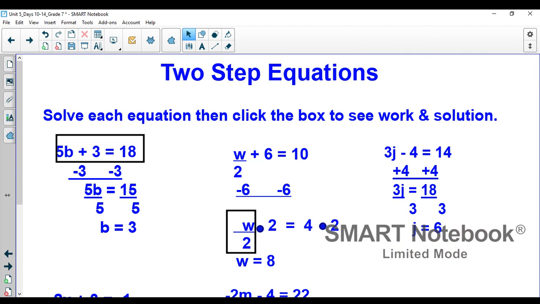And in the third box, we'll add 4 to each side. We'll get 3j equals 18. 18 divided by 3, we get j equals 6.